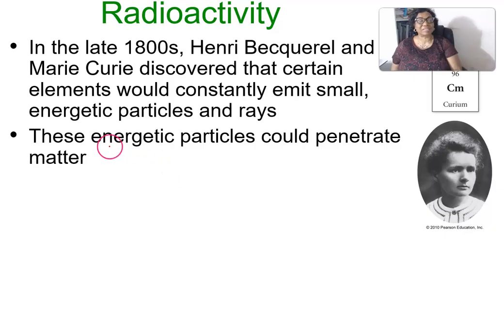And these particles were energetic. Energetic particles could penetrate matter. And so these were the particles which were radiated that could penetrate matter. So when this was already discovered, they used some of these particles to penetrate an atom to study an atom, to see how the electrons and the protons or the other particles are arranged in the atom.